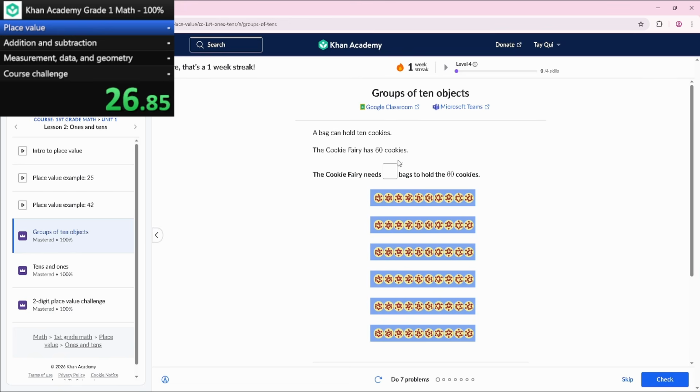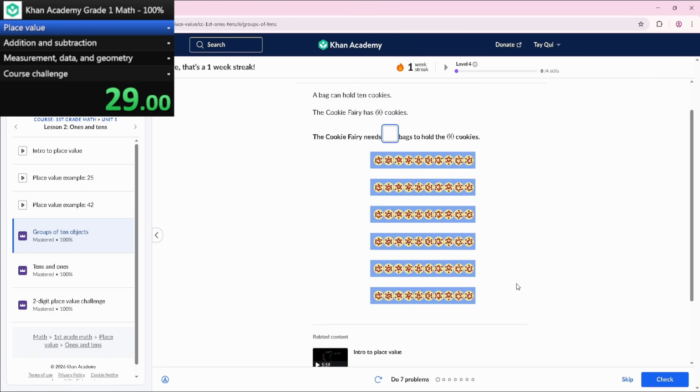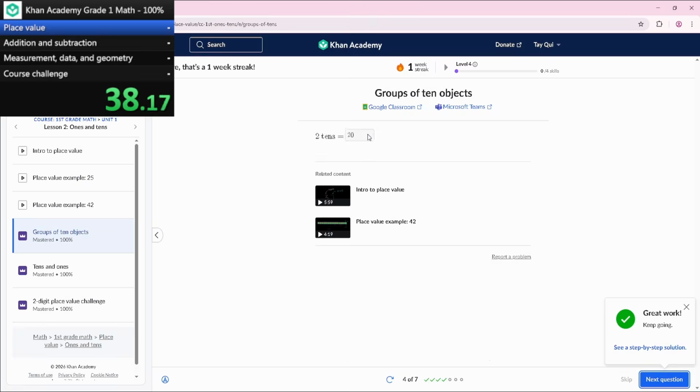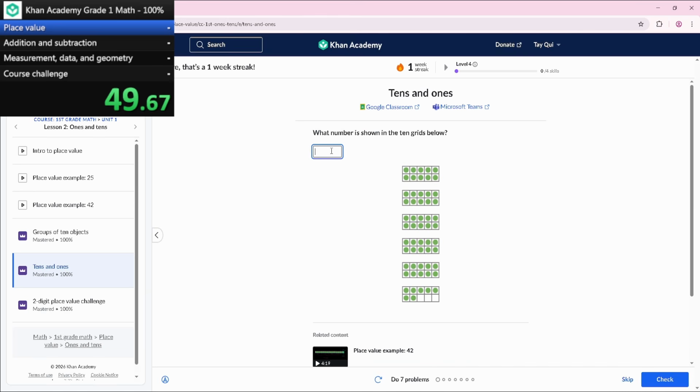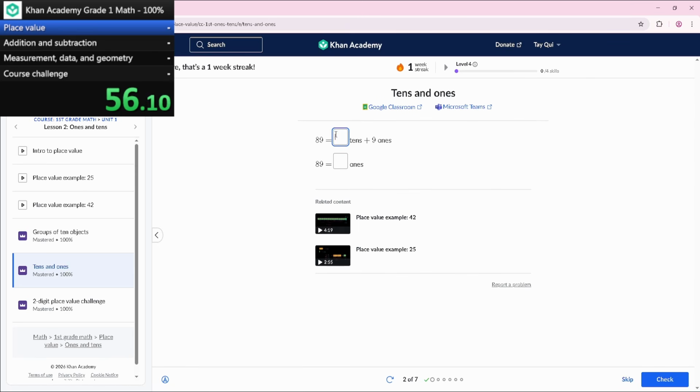Next we move on to Lesson 2, Ones and Tens, where we first get tested on our ability to make numbers into groups of tens, and also go in the other direction as well. Now the math becomes a little harder, and we also have some ones in addition to the groups of tens. But my elementary school teacher prepared me well for this, and I was able to get through it with a breeze.